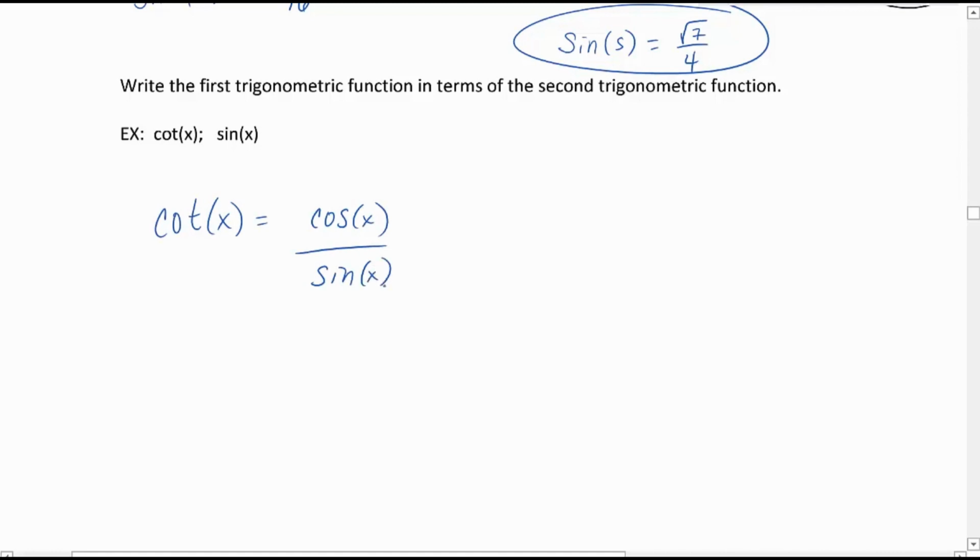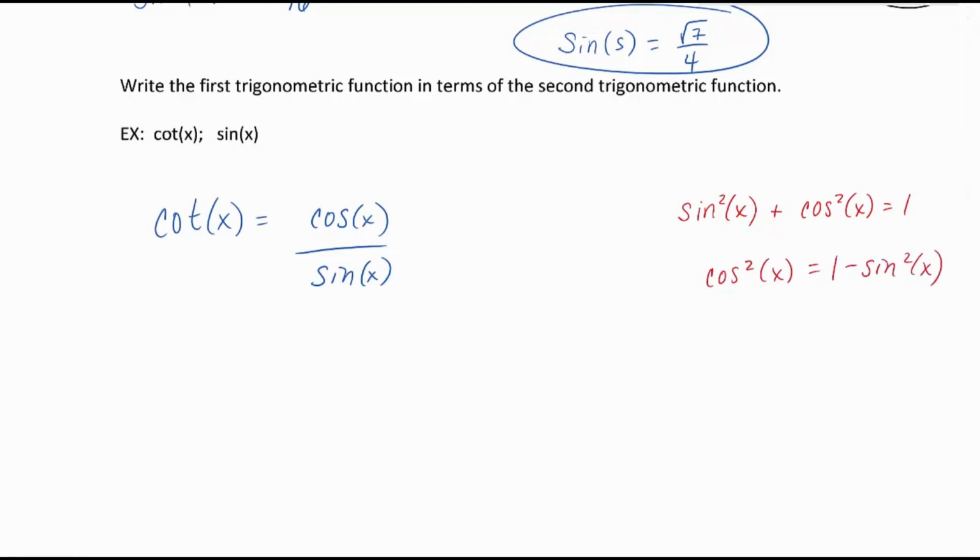Good, we're halfway there, right? Denominator sine, but I need to turn that cosine into sine. This is one of the times where we use our Pythagorean identity. This is very common that we do this. So our Pythagorean identity says sine squared plus cosine squared equals 1. I'm going to solve this equation for cosine. So let's subtract sine squared from both sides. Gives us cosine squared equals 1 minus sine squared.